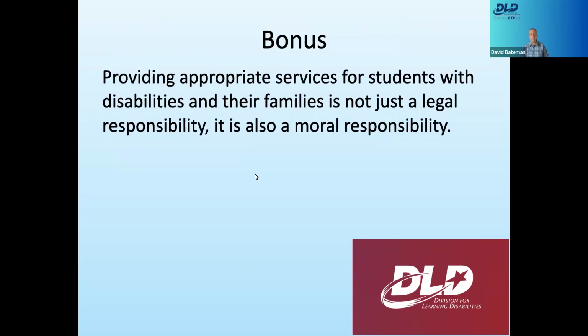Okay, but wait, bonus. Many of you are truly concerned about the budget in Washington. Many of you are concerned about the budget in your individual state. Providing appropriate services for students with disabilities and their families is not just a legal responsibility, it is also a moral responsibility. These kids are residents of our schools.